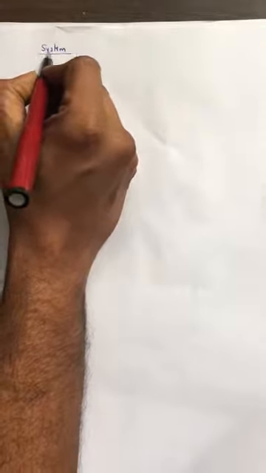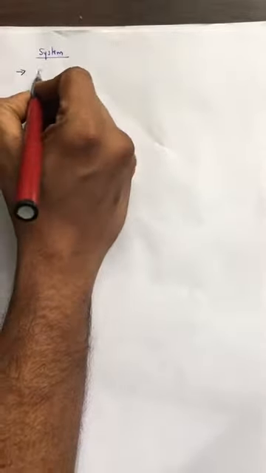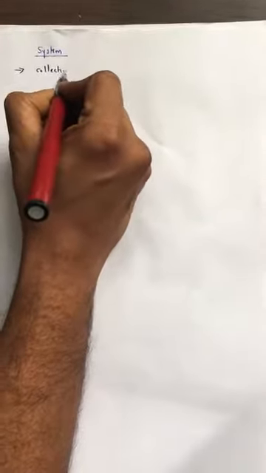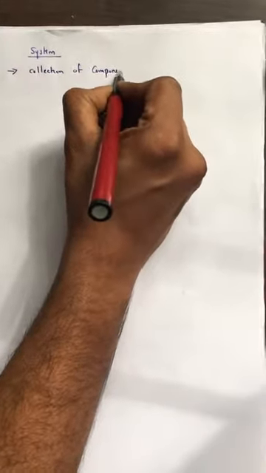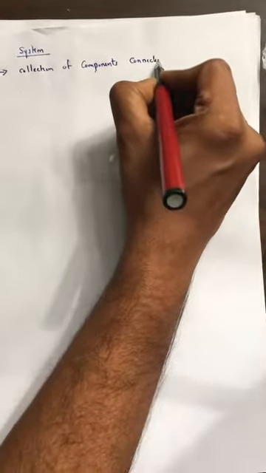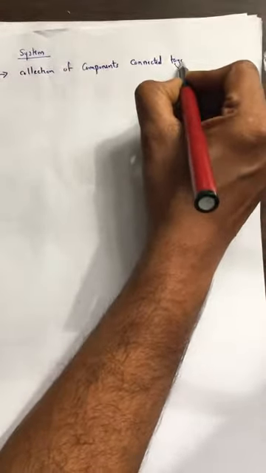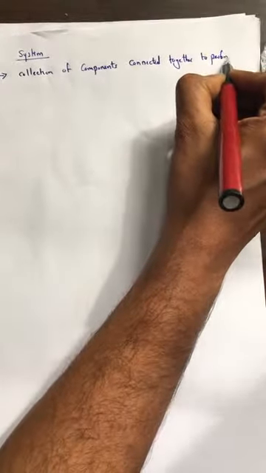So, first of all we want to familiarize the term called system. System is defined as a collection of components connected together to perform a function.